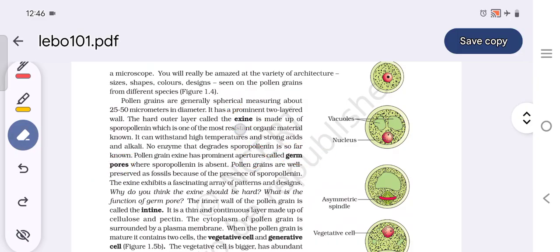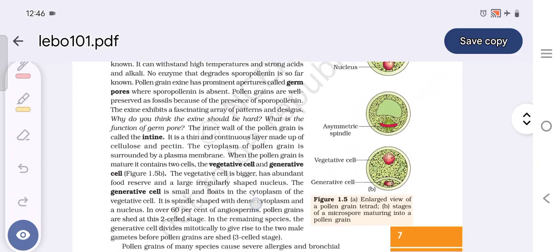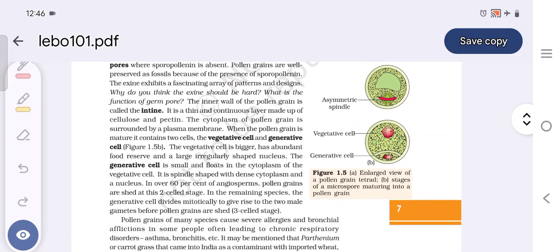So that's regarding the exine. Moving ahead with the intine. This intine, the inner wall, is made up of cellulose and pectin. So this is one important term. Exine is made up of sporopollenin and intine is made up of cellulose and pectin.